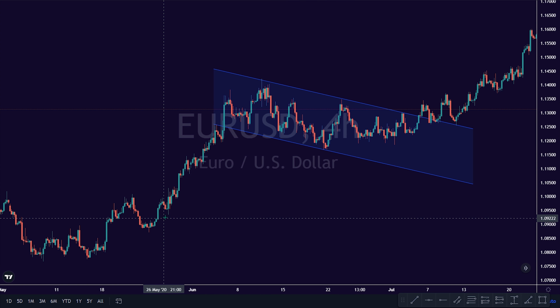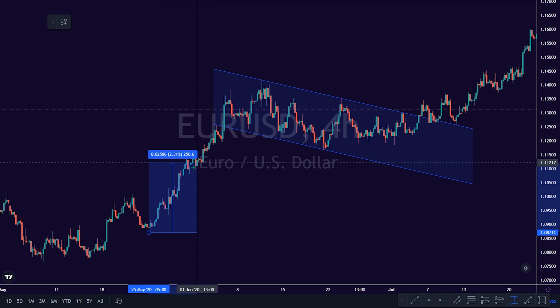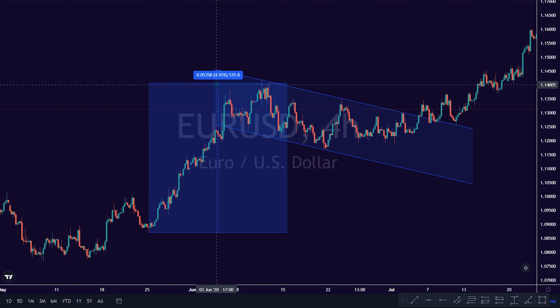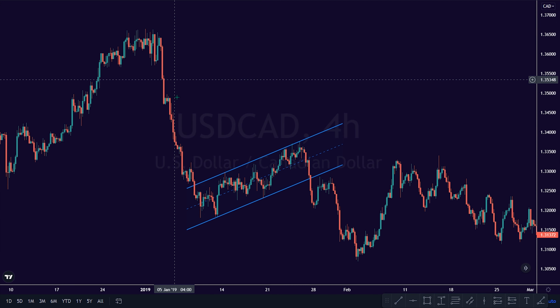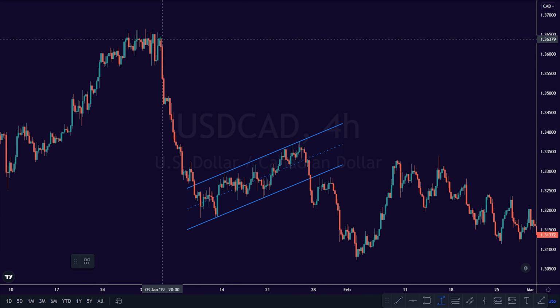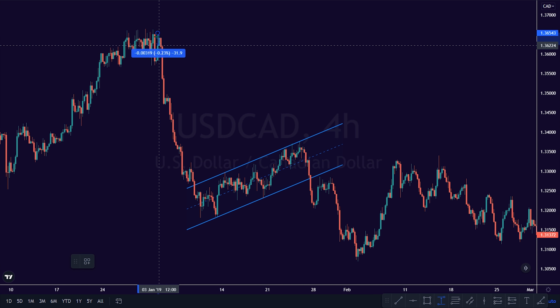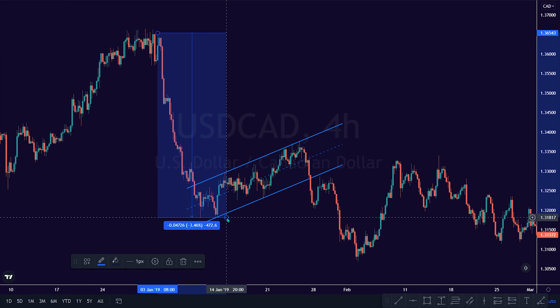Here's an example of the bullish flag on this chart here. To determine the flagpole, we would measure from the swing low here to the high of the swing here. For the bearish flag, to determine the flagpole, we would measure from the swing high here to the low of the swing here.